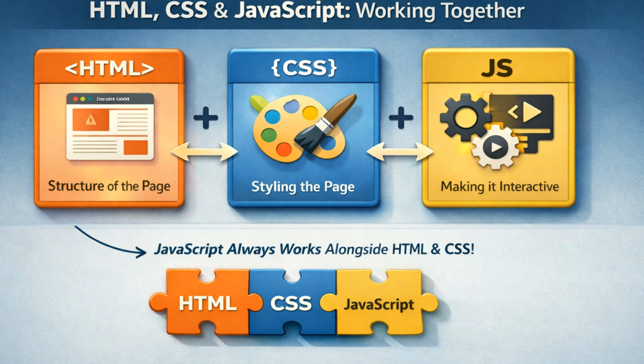This image shows that HTML builds the basic structure of a web page. CSS makes it look nice with colors and design. And JavaScript adds interactivity like buttons and actions. They all work together like connected pieces to create a complete website front end.